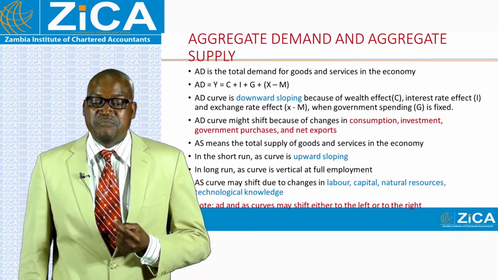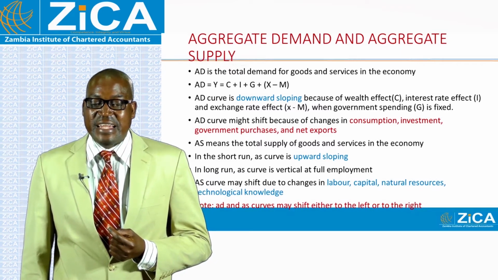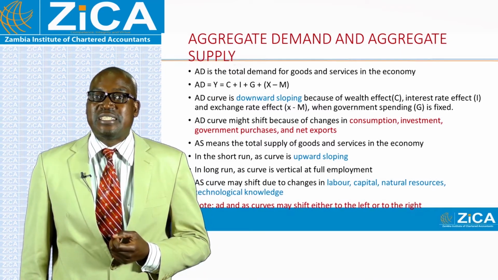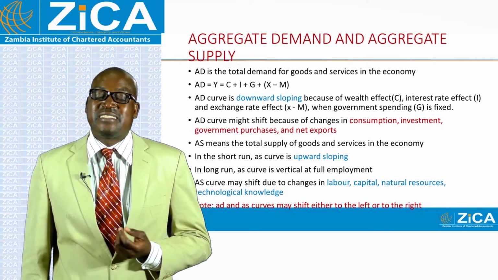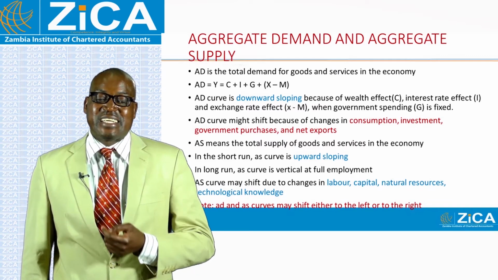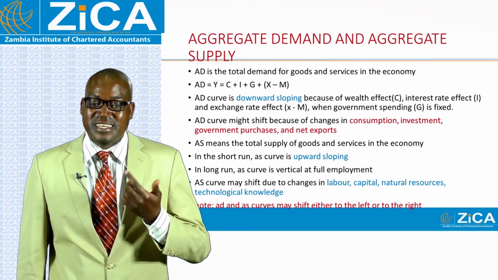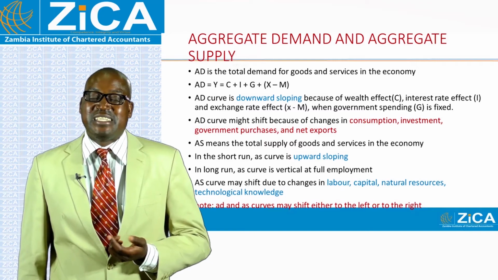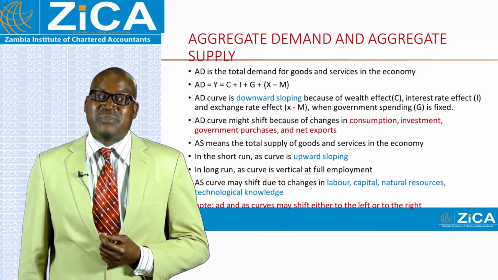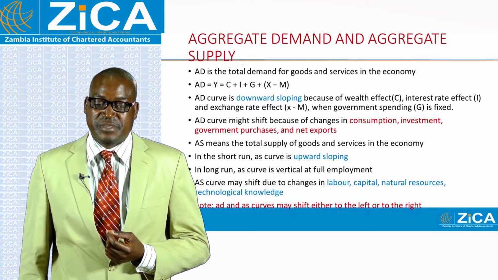It is always very important that we also understand what will cause the aggregate demand curve to shift. It is basically these same factors. Whenever C changes, I changes, G changes, X changes, and M changes, then the aggregate demand curve will also shift.